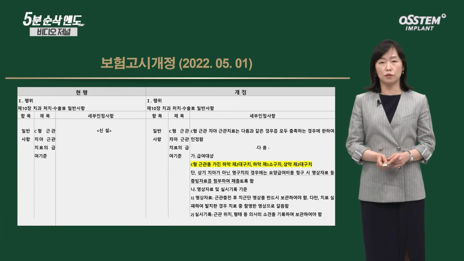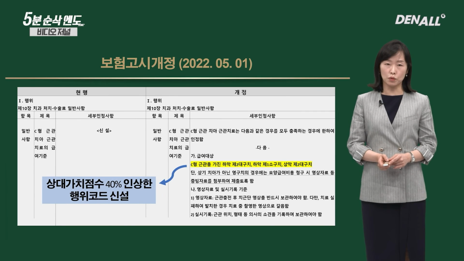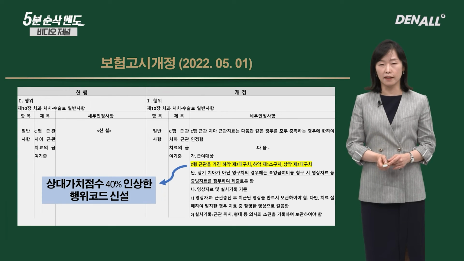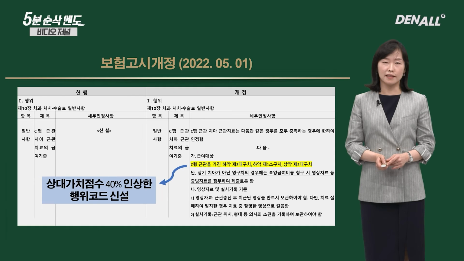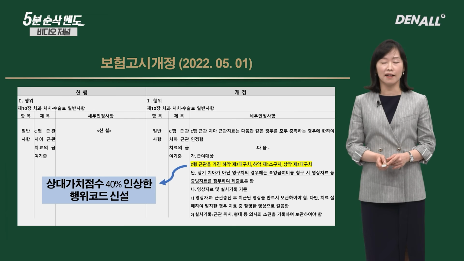This is the revision of the insurance policy as of May 2022. A new code is going to be introduced for endodontic treatment with a 40% increase in the resource-based relative value scale. I think this is going to have a positive impact on more successful root canal treatment for C-shaped canals.